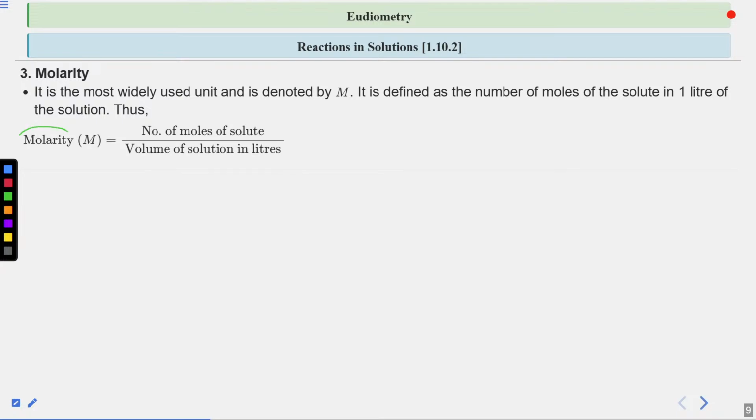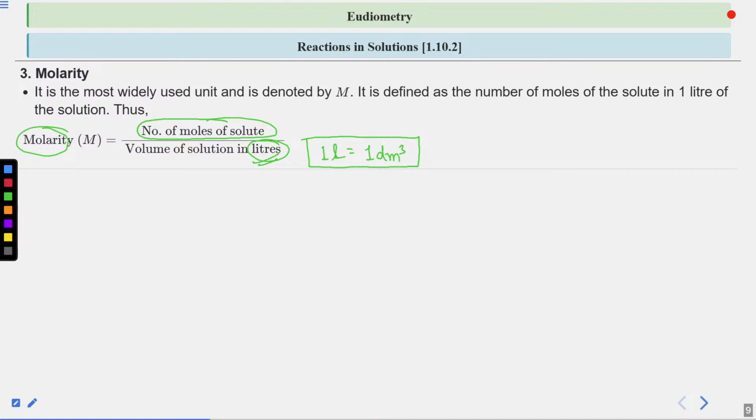Now how do we calculate molarity? It is calculated by the number of moles of solute divided by the volume of the solution in liters. So the volume should always be in liters. And one very important thing is that 1 liter is equal to 1 decimeter cube. This relation is very important for you, and it will help you to convert the volume unit each time, and unit conversion is very important in this chapter. So you should always remember this.